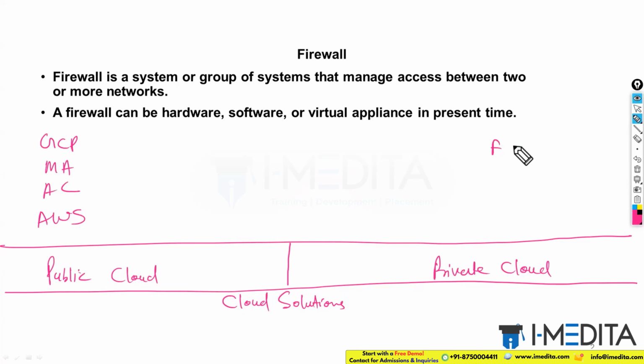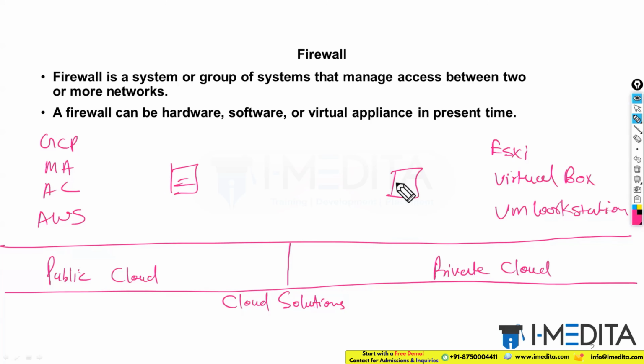In private cloud, we can use an ESXi server. We can use VirtualBox. We can use VMware Workstation. On these public clouds and private clouds, we can deploy our virtual servers, and to protect a virtual server, we need a virtual appliance. For GCP, Azure, Alibaba Cloud, AWS, ESXi, VirtualBox, and VMware Workstation, we will use a firewall as a virtual appliance.